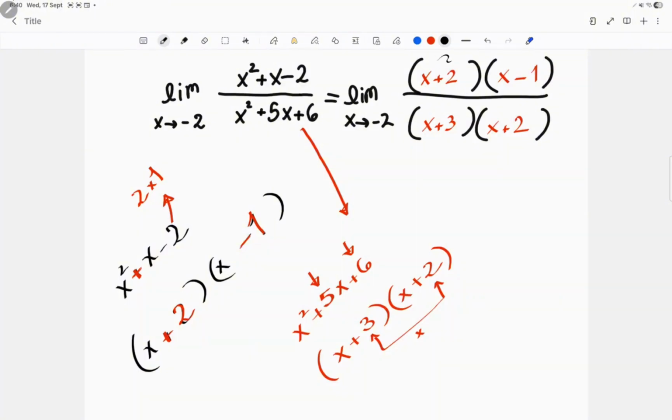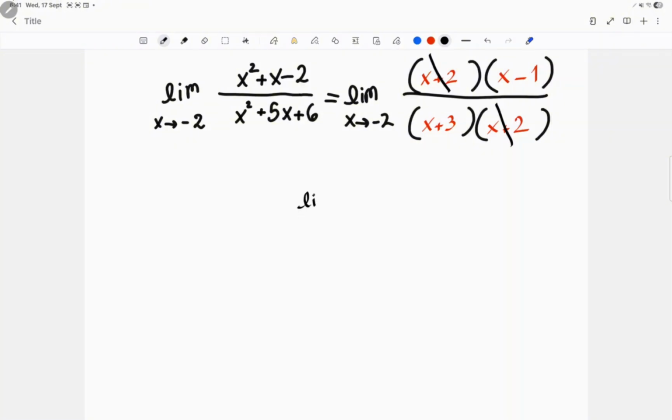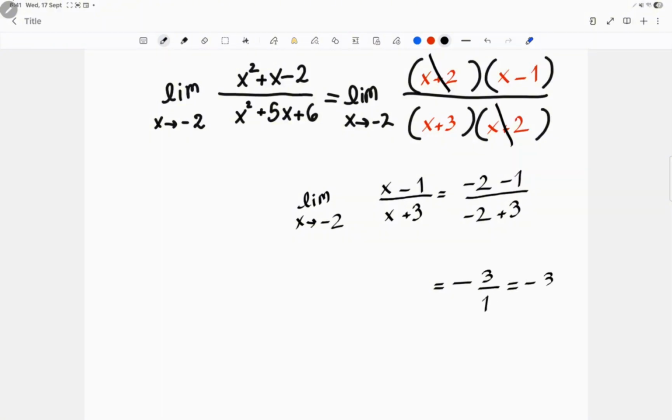Now, time to cancel. And now what's going to happen? Now I'm going to have the limit of x approaching -2, x minus 1 over x plus 3. And now simply apply the -2. So -2 minus 1 over -2 plus 3. That's -3 over 1, which is -3. And that's how we do it.